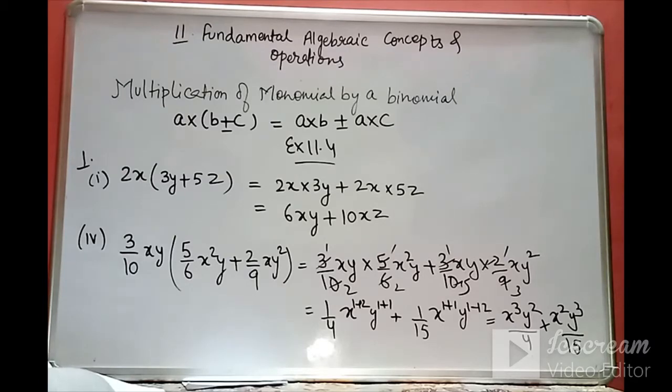So this is known as the row method of multiplying the monomial by a binomial. In the next question we will use the column method to solve it.